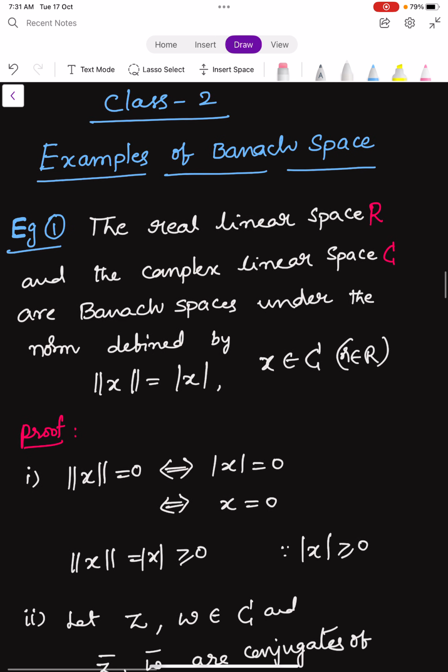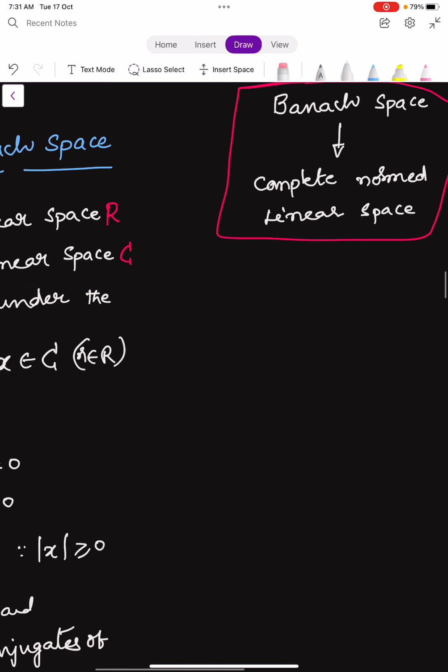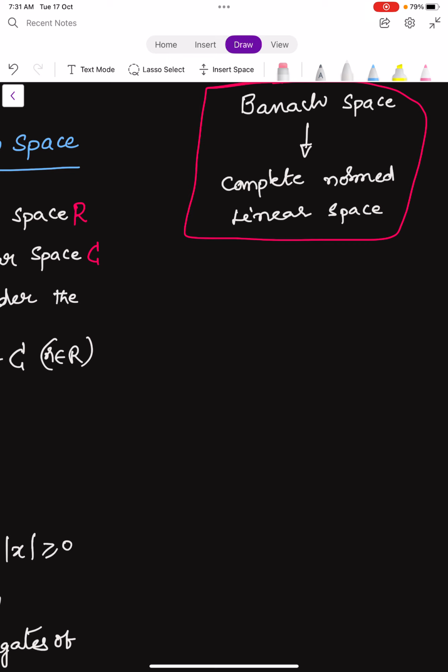In this video, we learn examples of Banach space. Before going to learn the examples, let us see the definition of Banach space. Banach space is a complete normed linear space. So, what is meant by complete? Complete means every Cauchy sequence in it is convergent.